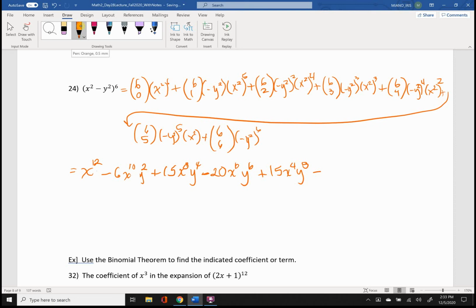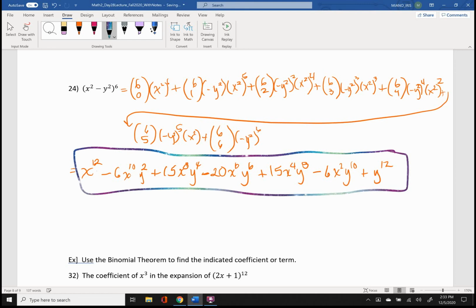Now, the next term after that is going to be negative, because the negative y squared is being raised to the 5th power. 6 chosen 5 at a time is 6, because it's n chosen n minus 1 at a time. That's always going to be the n value. So that's x squared y to the 10th. And then lastly, it'll be added. 6 chosen 6 at a time will be a factor of 1, and it'll be y to the 12th power, because 2 times 6 gives us 12.